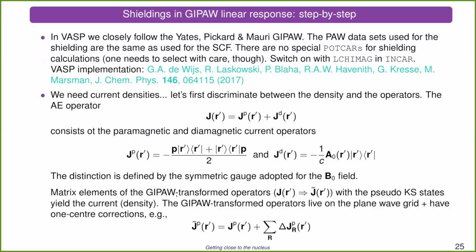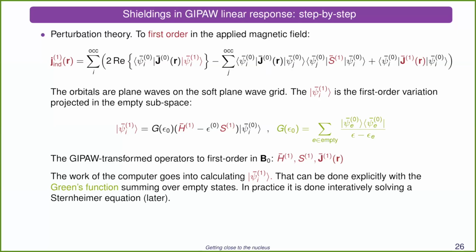Okay, matrix elements of these operators yield current density. That is true. Yeah, so the small j's. And everything lives again on the plane wave grid, and we have one-center corrections. So the form is like this. You have a plane wave contribution, and you have for each site one-center corrections of little currents flowing there. That's one ingredient. And the next ingredient is perturbation theory.